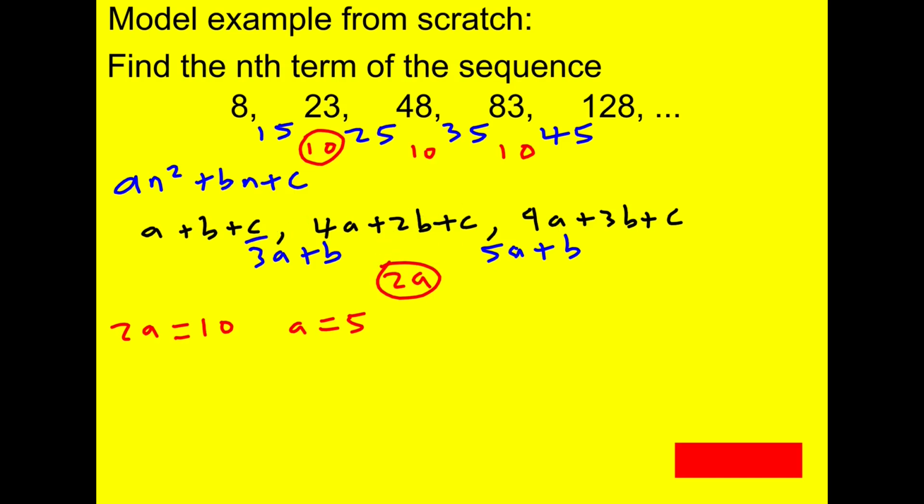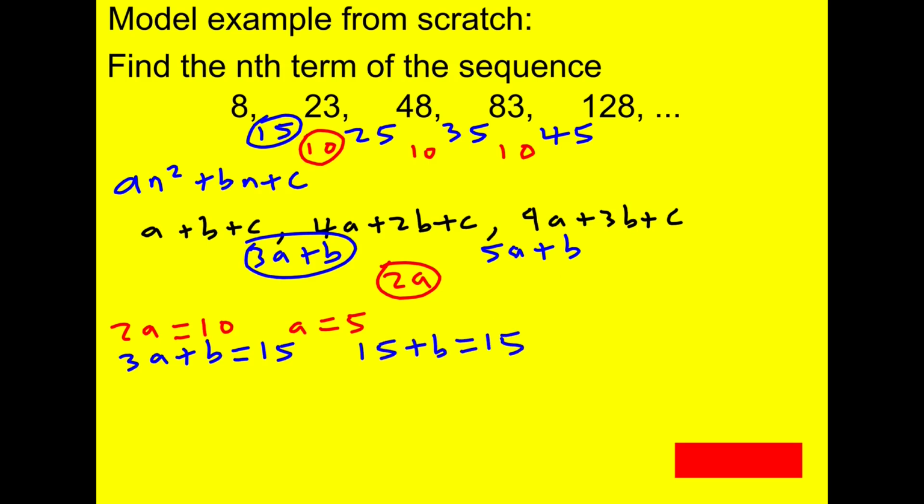Second step, compare 3a plus b with 15. And note, you could compare 5a plus b with 25. Just go with the simplest one, it just makes more sense. So I'm going to write it down: 3a plus b equals 15. And now substitute a equals 5 in. 15 plus b equals 15. It actually turns out in this case that b is going to equal 0.